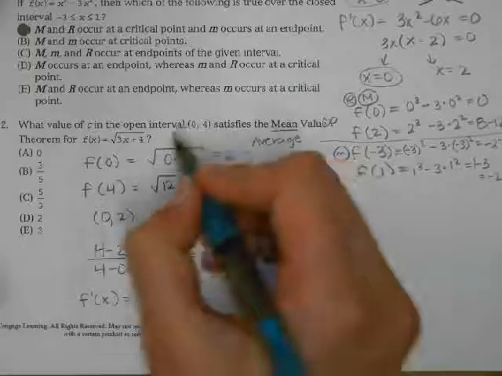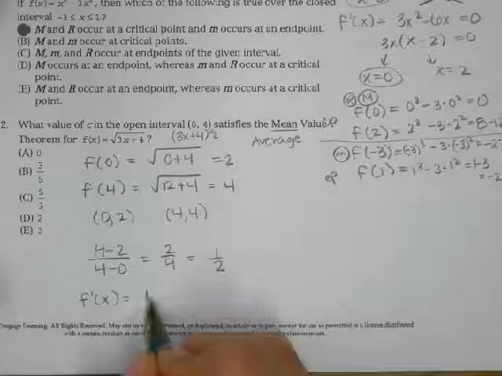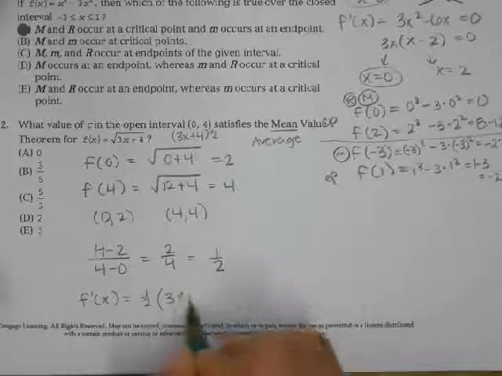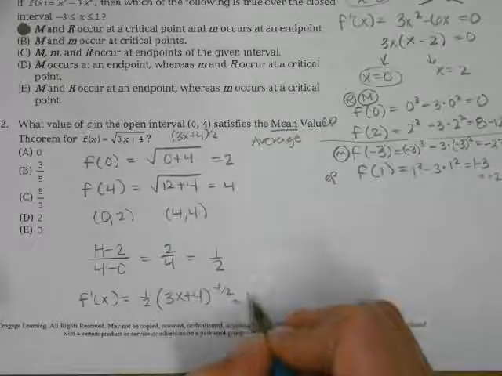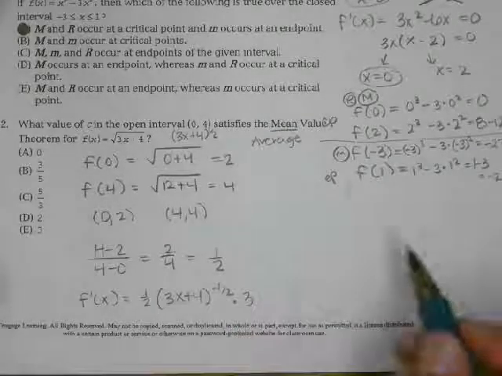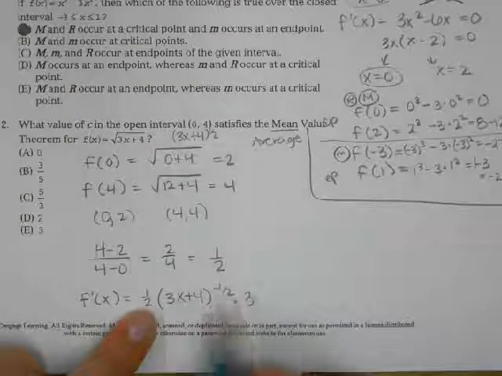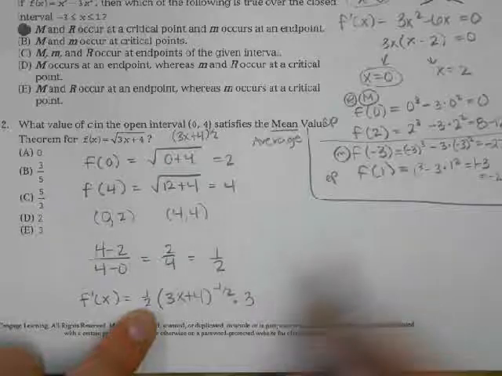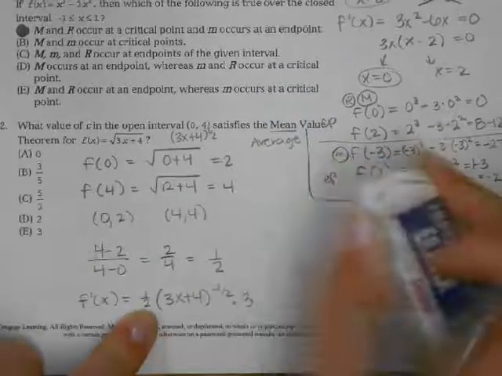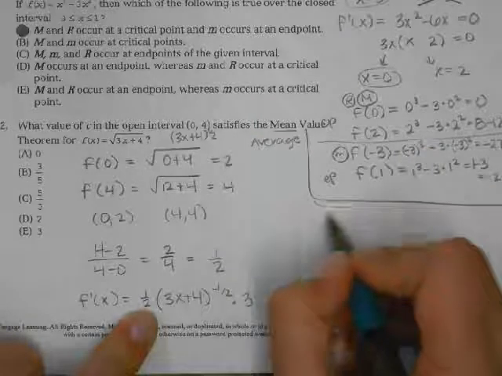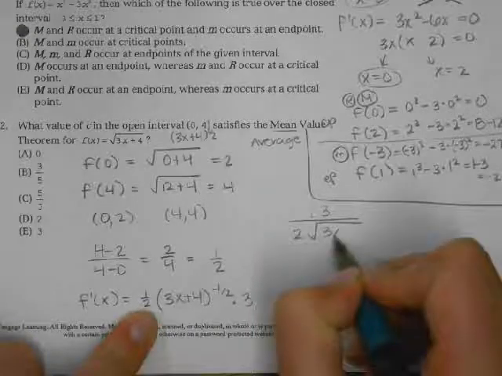So I'm going to think of this as (3x + 4)^(1/2). So I bring the 1/2 to the front: 1/2 times (3x + 4)^(-1/2), multiplied by the derivative of the inside, which is 3. So now I know that this somehow is going to equal 1/2. So I'm going to go ahead and rewrite this: 3 on the top, on the bottom 2, and then the square root of 3x + 4.